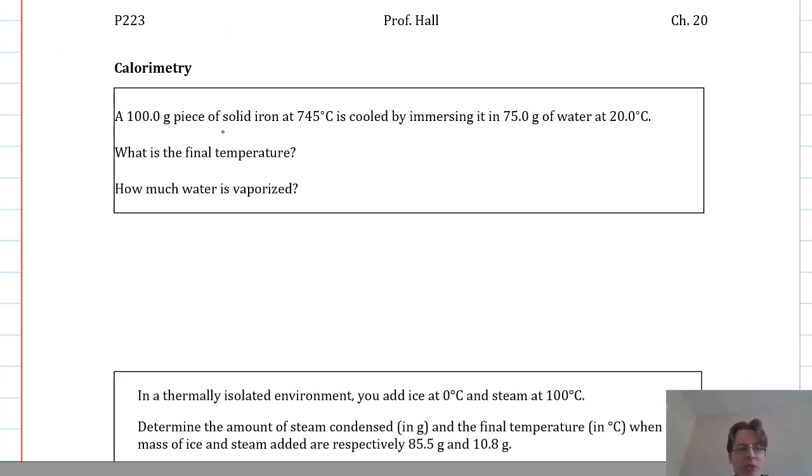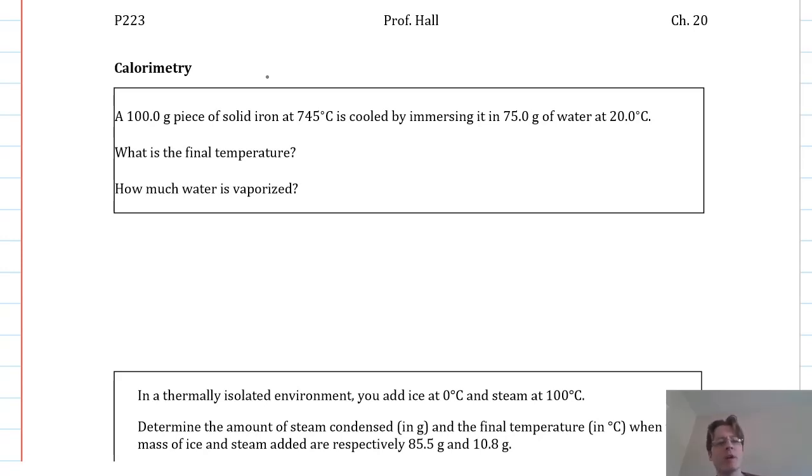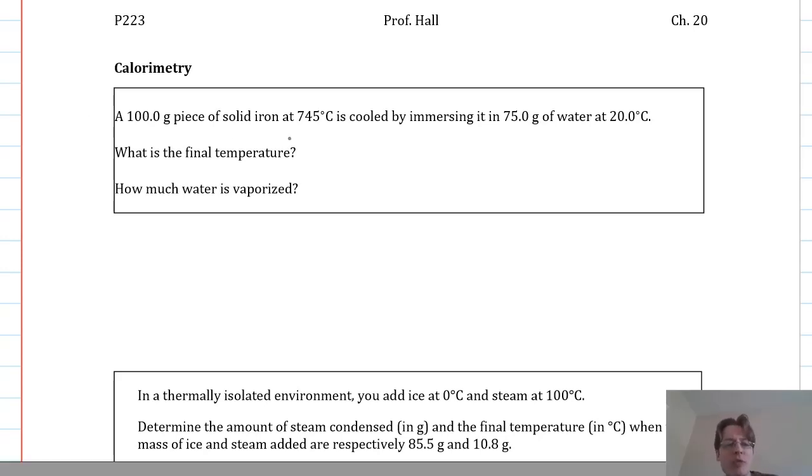Calorimetry is the science of studying heat, and the typical examples are you mix two things together at different temperatures, and you want to know what's the final state that's reached. Like, does it boil all the water away or what? For instance, 100 grams of iron at a high temperature is cooled by dropping it into water at 20 Celsius. What's the final temperature of the system, and how much water ultimately is vaporized?